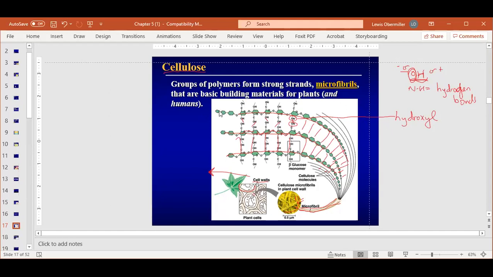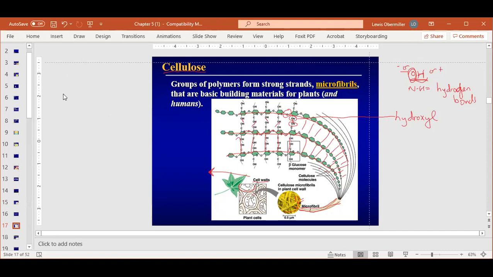And it also makes it hard for you to digest it because of the shape of these bonds and the way that these bonds are interconnected with one another. All right, any questions about cellulose?